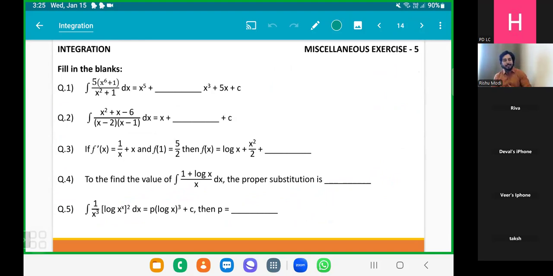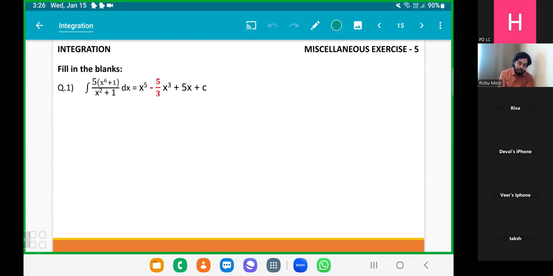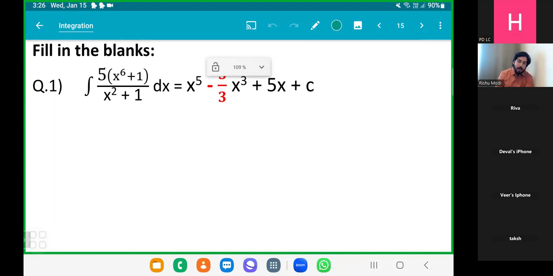Fill in the blanks. As I said, you would not be able to understand all the questions orally. A few questions you can understand orally, but all the questions require a solution, or we need to write it in a rough so that we get an answer which is proper and correct. So the first one, 5 into x raised to 6 plus 1 upon x square plus 1 is equal to this, right? And the red part is nothing but the fill in the blanks, which we wanted to calculate. Now, how do we solve this?